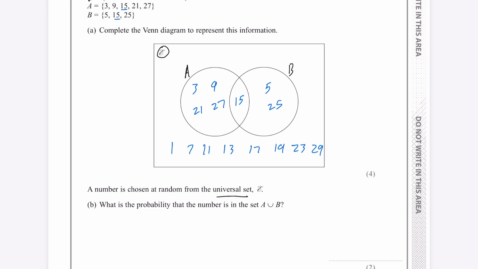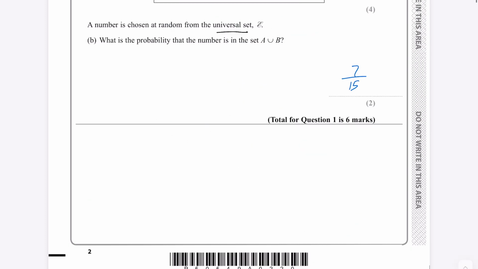So next one, the probability that the number is in the set A or B. So that's going to be all the numbers that are inside this. So that is 7, sorry. So that's 1, 2, 3, 4, 5, 6, 7. 7 out of 15.